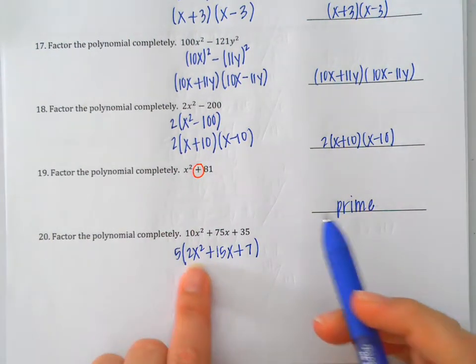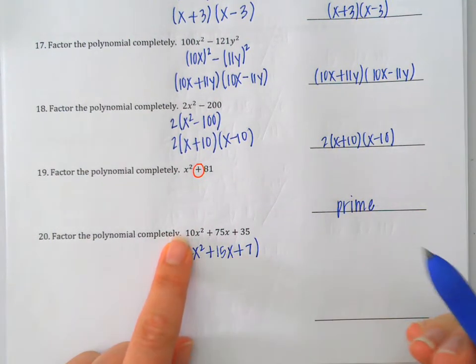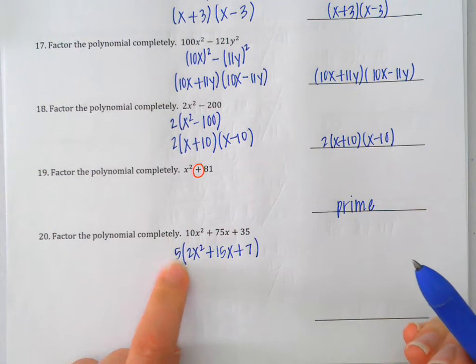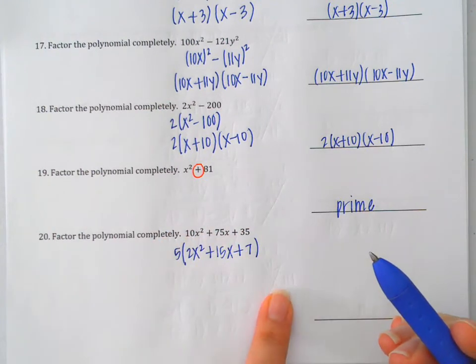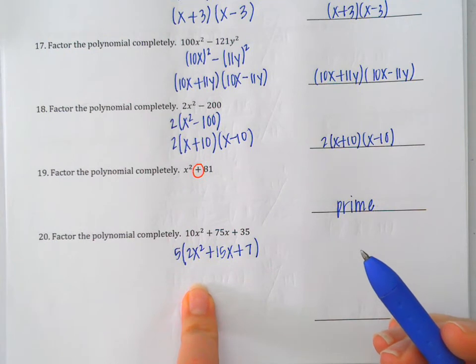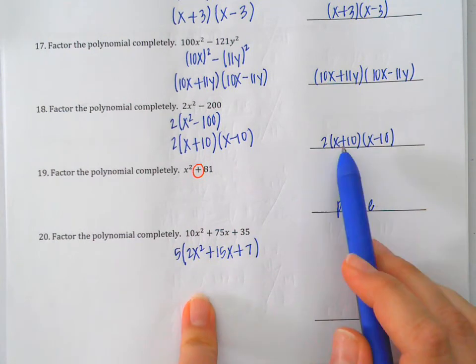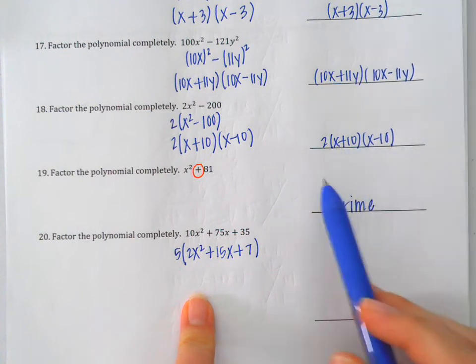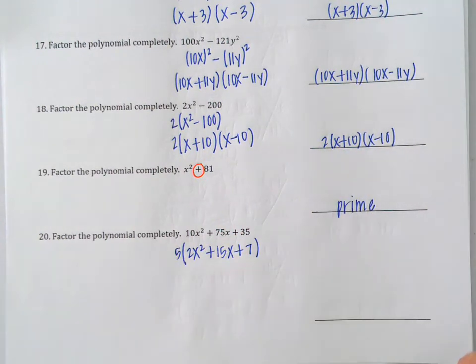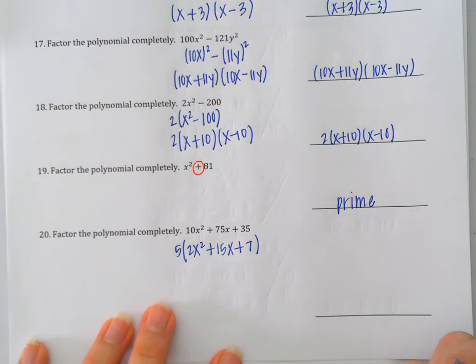And now I can factor this. Now, let's say you didn't factor out a GCF. You could still do the big X and get here, but then you'd have to factor out a GCF from one of these. So I always like to just check for a GCF first and then go on my way.